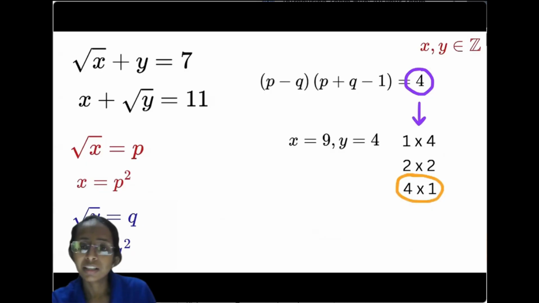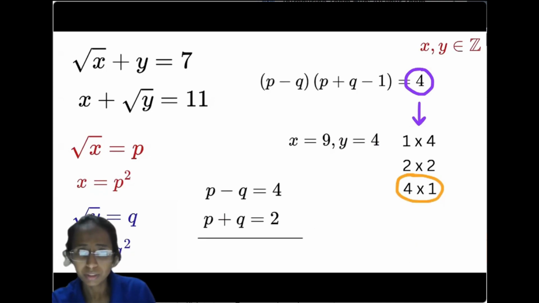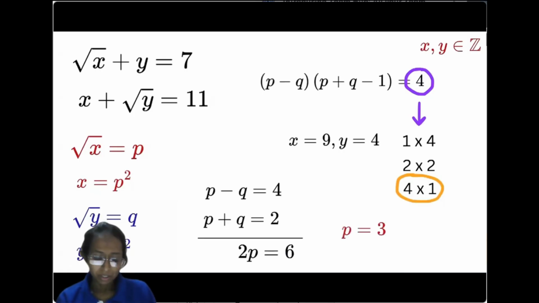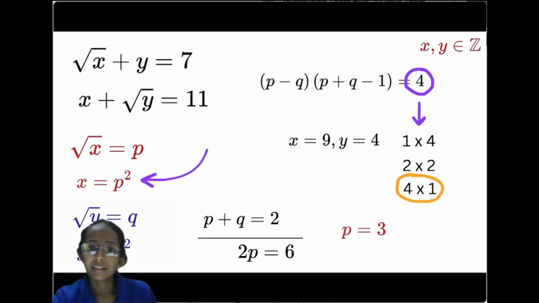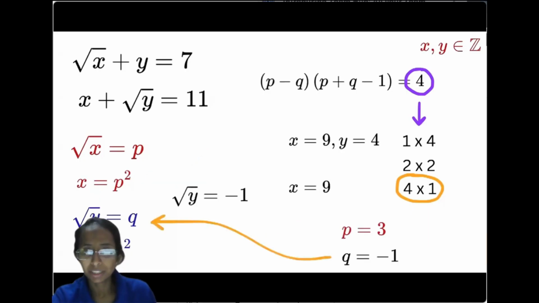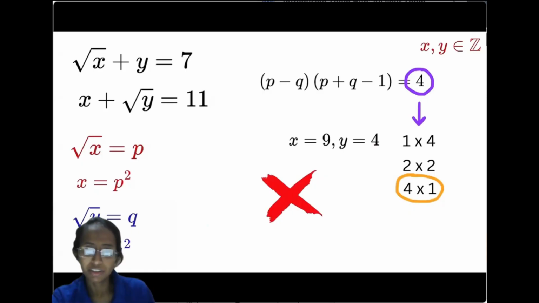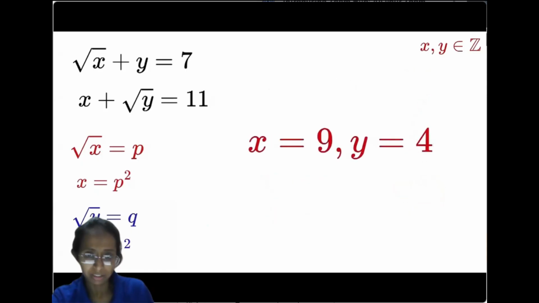Now we are taking the third value, that is p − q as 4 and p + q − 1 as 1. So p + q = 2. Now adding the two equations, we get p = 3, and so x = 9, and q = −1. But q is the root of y, which cannot be equal to −1. So we have only one solution, that is x = 9 and y = 4.